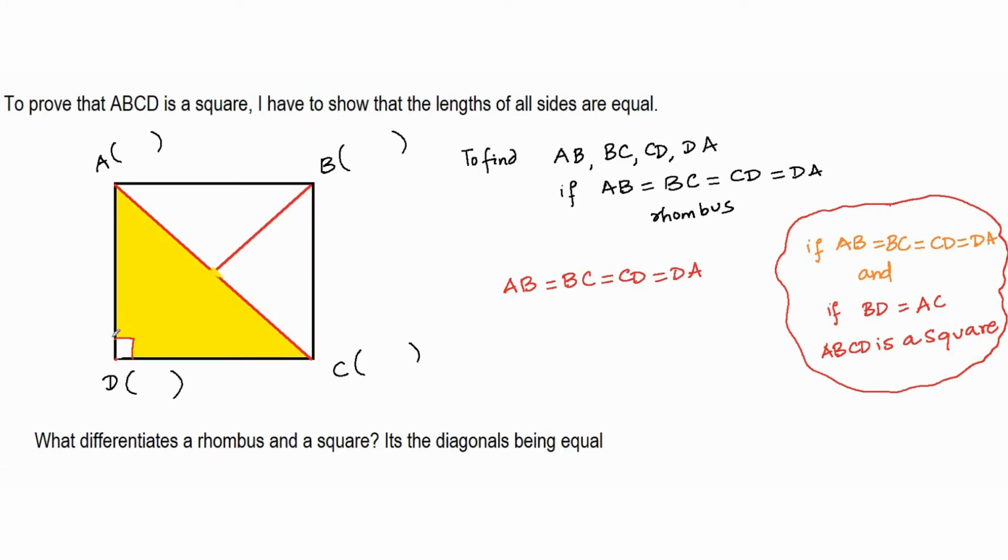So in case of a square, I know that angle D has to be 90. And how can I check if angle D is 90? I can check if AC square is equal to AD square plus DC square. I know that the Pythagoras theorem is getting satisfied. So if the Pythagoras theorem gets satisfied, then I can say that the angle is 90 and hence ABCD is going to be a square, right?